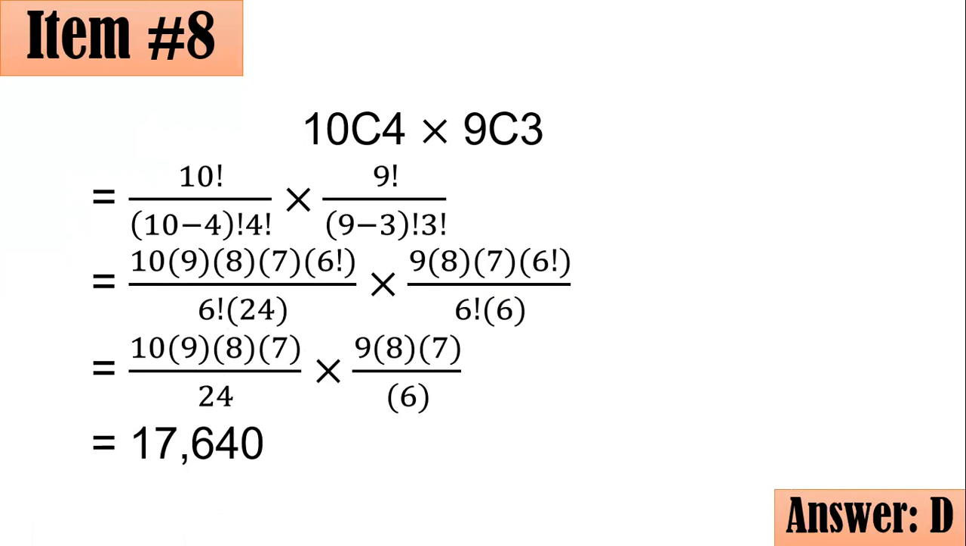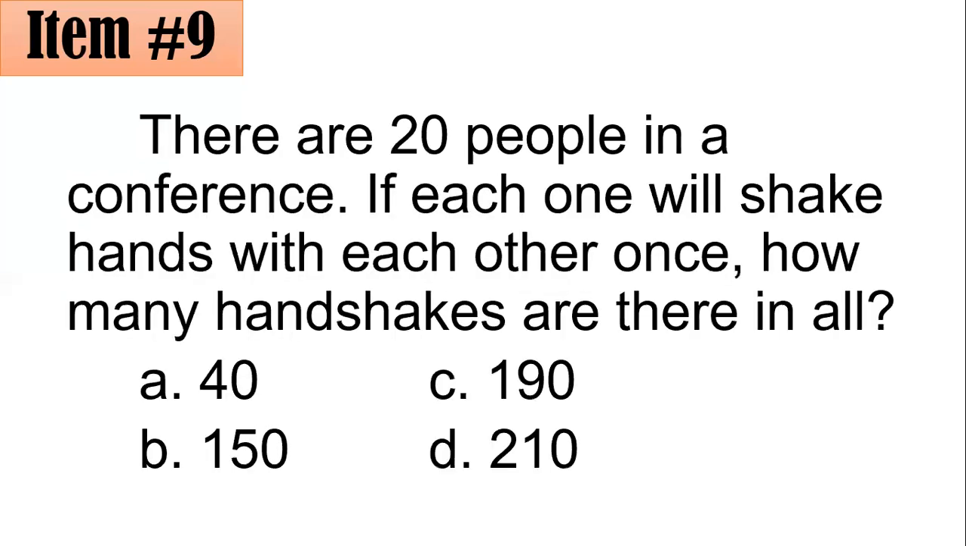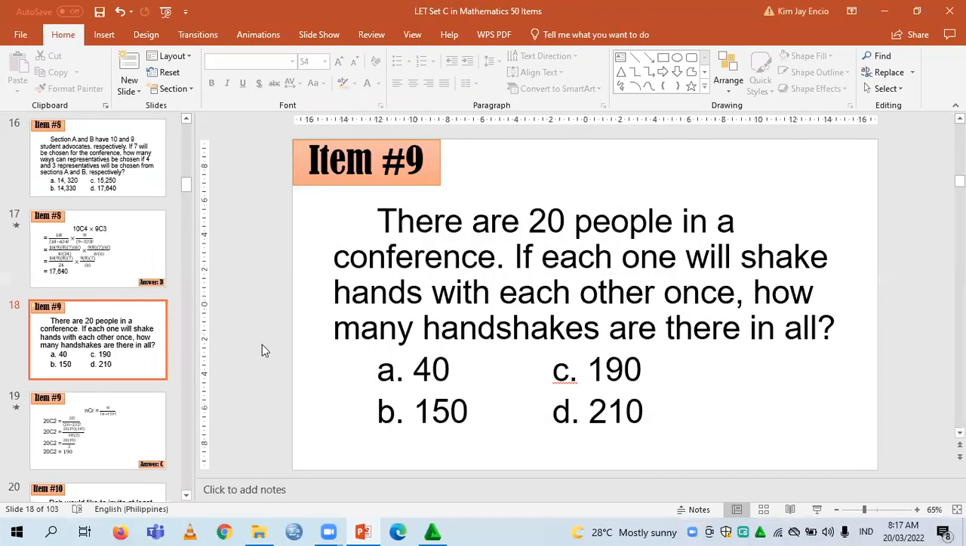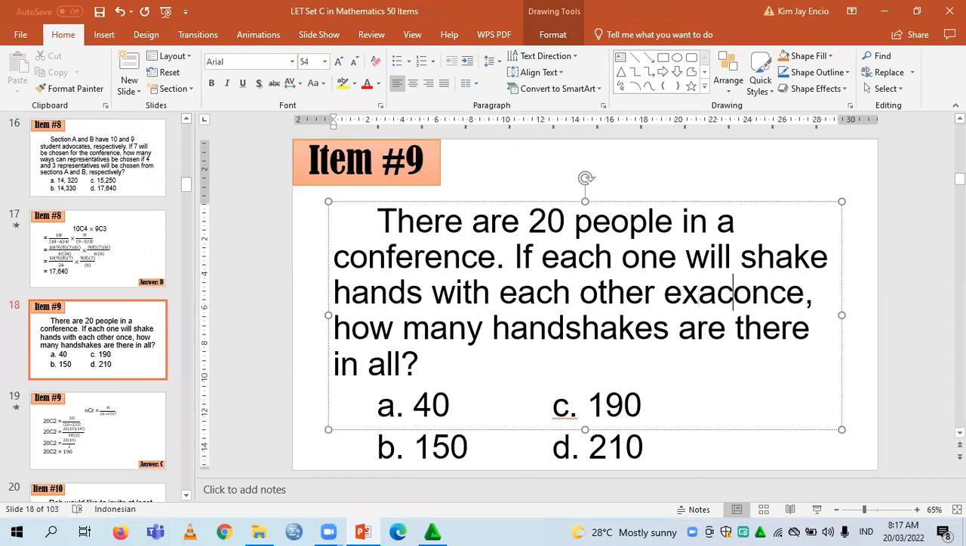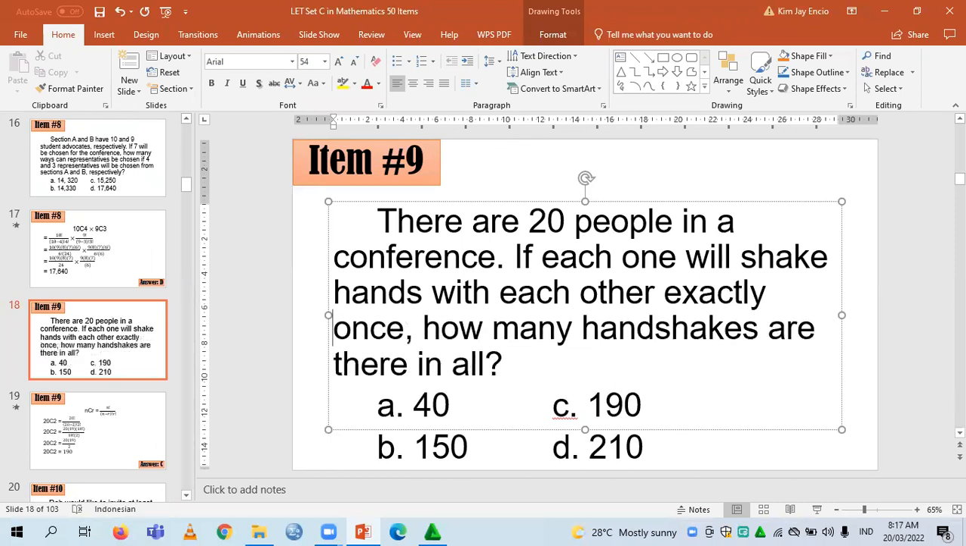I hope you got them correctly. Number 9. There are 20 people in a conference. If each one will shake hands with each other exactly once, how many handshakes will there be in all? What do you think? Is it 40, 150, 190, or 210.